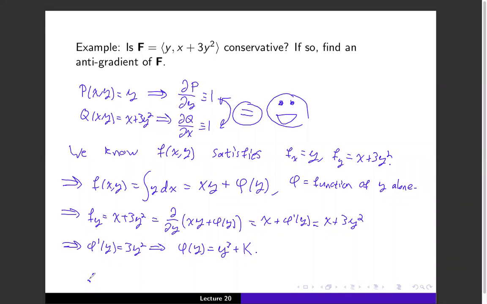So the upshot is, you know what phi is, you know what f is now. So we now can say that f of x,y is xy plus y cubed plus some arbitrary constant, which I'm calling k. Now most of the time we're not going to care what that constant is, because as soon as you apply the fundamental theorem of line integrals, that constant's going to get subtracted off on both sides, so it's not going to matter, but I'm just including it in the interest of completeness in this particular case.